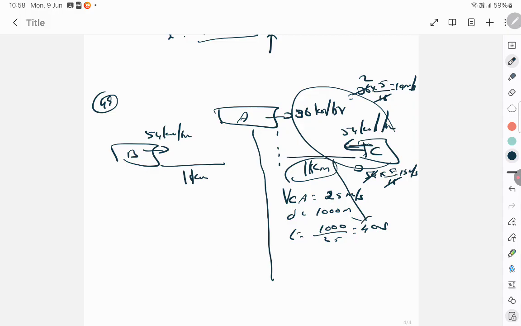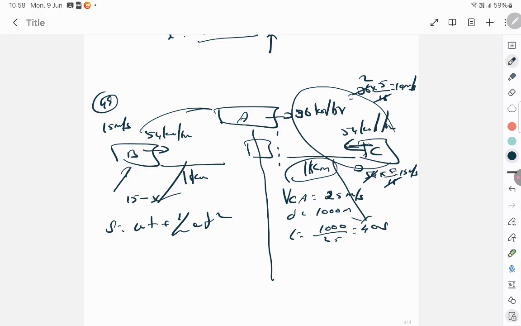Okay, so let's come back to the left hand side. At 40 seconds, this should come here. Let's take the time to be 40. You know that this car B's acceleration is what you want to find. We can take S is equal to ut plus half at square. The relative velocity between B and A, they both are going in the same direction, so you have to subtract. 54 is 15 meter per second, and this is 10 meter per second, so when you subtract, it will be the relative velocity of B with respect to A.